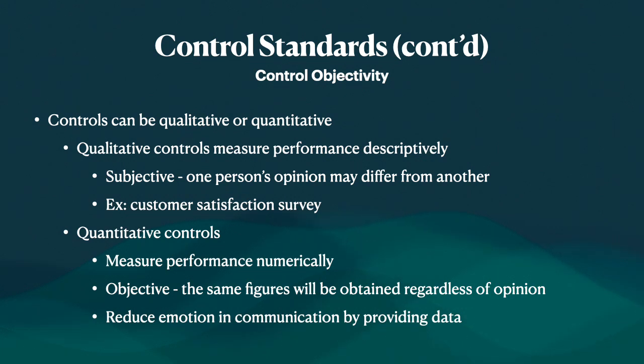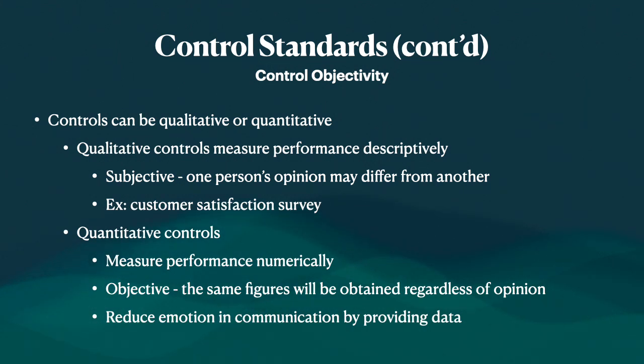Control objectivity. Controls can be qualitative or quantitative in nature. Qualitative controls measure performance descriptively. These are going to be subjective. So one person's opinion can differ from another person's opinion, making it a little bit harder when dealing with performance measures or control measures that are qualitative. An example of a qualitative control would be a customer satisfaction survey.